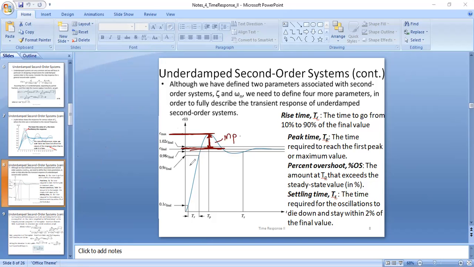And as we discussed, what is settling time? As we discussed previously, the time required for the oscillation to die and stay within 2% of its final value, just like yesterday we studied, and this formula is always the same. Ts is equal to 4 by zeta omega n.